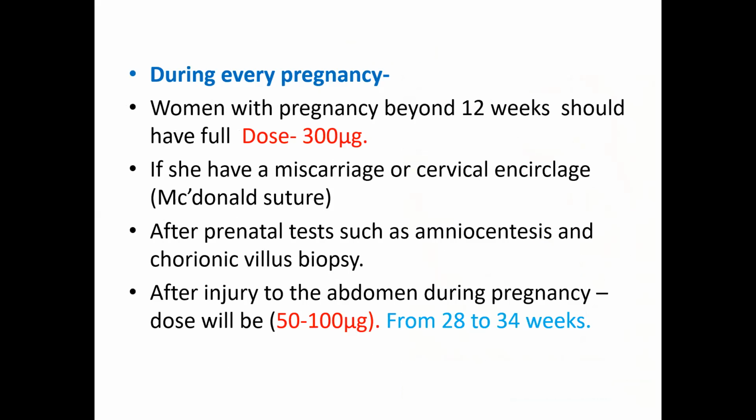Now during every pregnancy, a woman with a pregnancy beyond 12 weeks should have a dose of 300. If she has a miscarriage, she receives the half dose only after prenatal tests such as amniocentesis and chorionic villus sampling biopsy. Also, the half dose we will give after an injury to the abdomen during the pregnancy. Dose is 50 to 100, from 28 to 34 weeks of gestation.